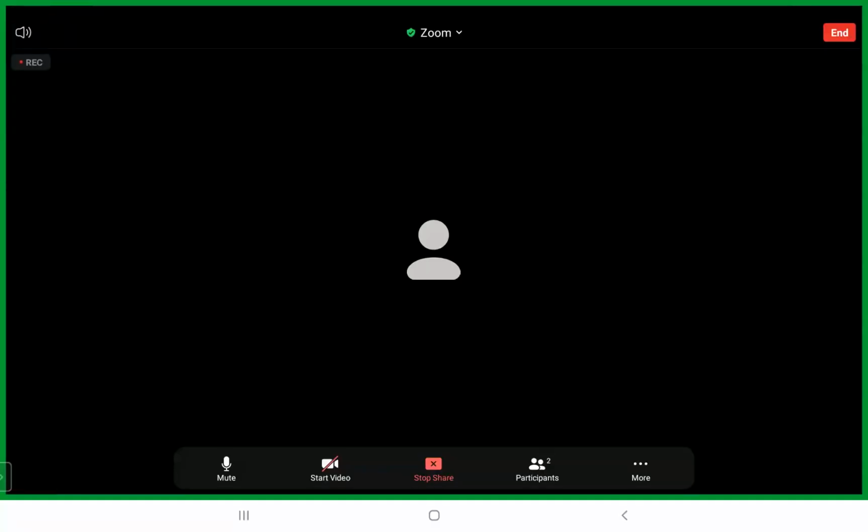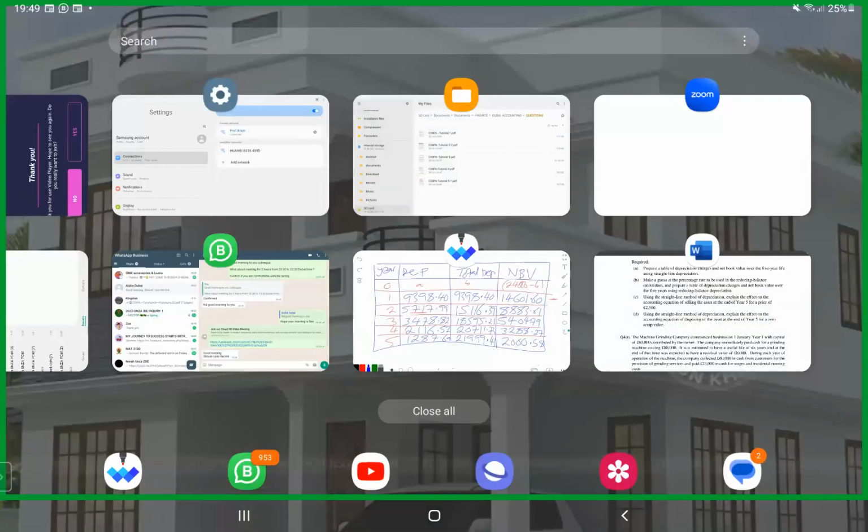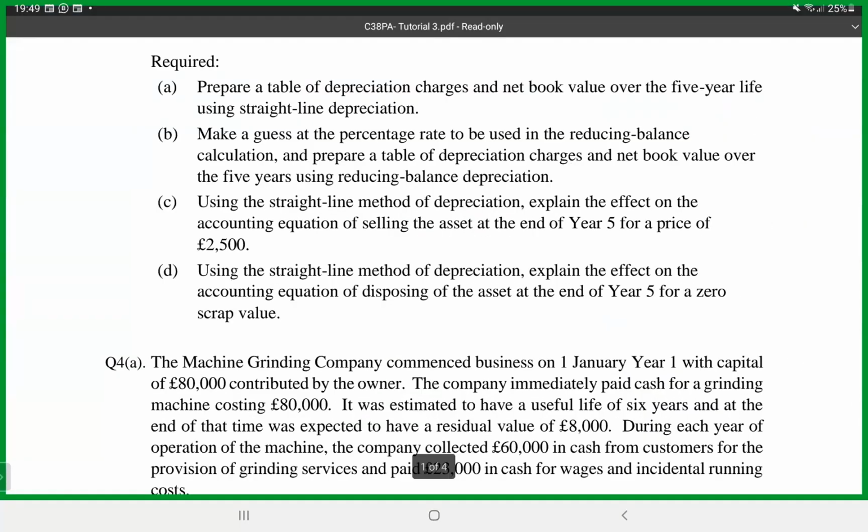Okay. Let me do this. Right. So question number C, we need to use the straight line method to explain the effect on the accounting equation of selling the asset at the end of the year. So mainly the explanation should be directed towards the accounting equation. What's the impact of the same on the accounting equation?